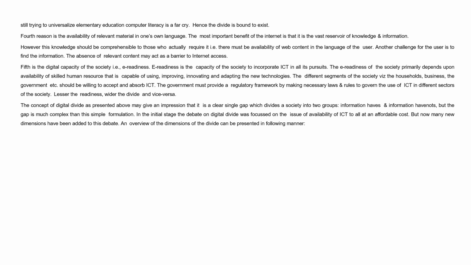Fifth is digital capacity of a society, that is e-readiness. E-readiness is the capacity of the society to incorporate ICT in all its pursuits.